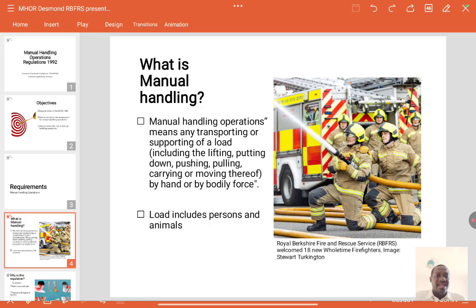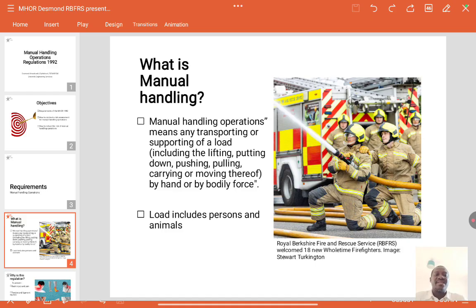Now you can realize that this activity would involve a lot of lifting, putting down, pushing, pulling, carrying or moving of the fire hose. Particularly, sometimes they need to rescue a victim, and they need to do that by lifting or pulling the victim. Now these activities all fall under manual handling.